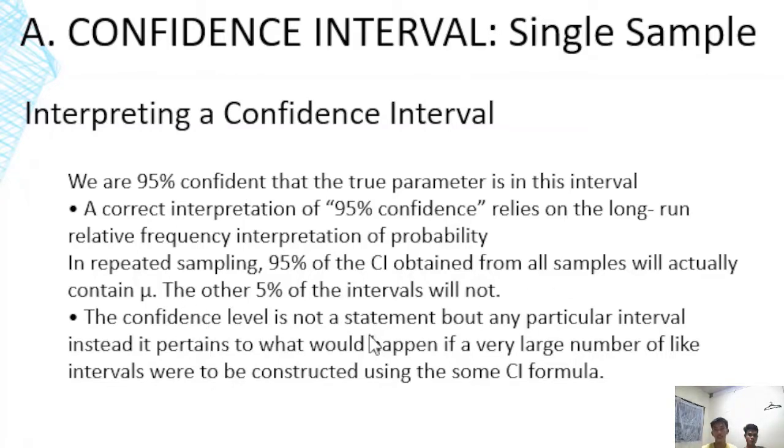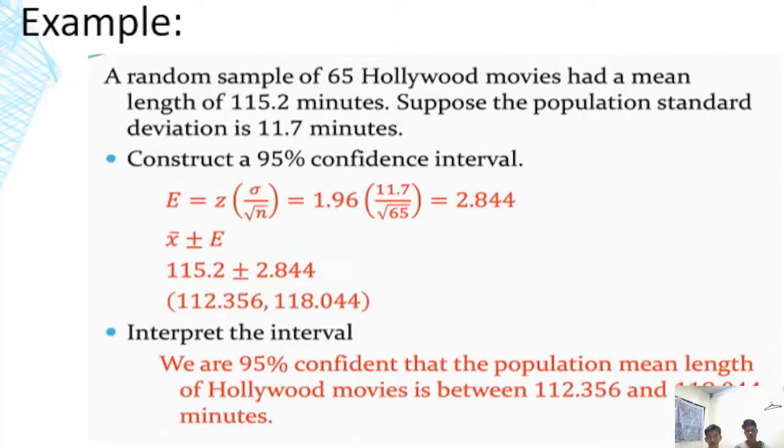The confidence level is not a statement about any particular interval. Instead, it pertains to what would happen if a very large number of intervals were to be constructed using the same confidence interval formula. So here's our example: a random sample of 65 Hollywood movies had a mean length of 115.2 minutes. Suppose the population standard deviation is 11.7 minutes. Construct a 95% confidence interval.